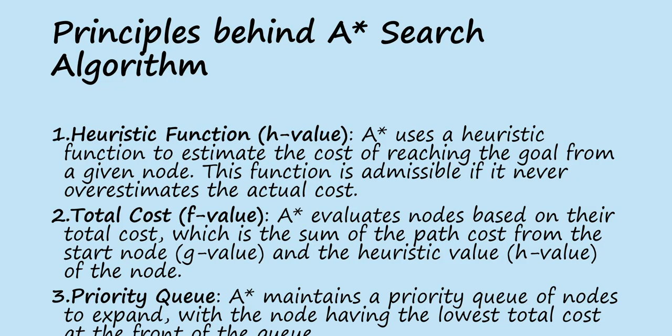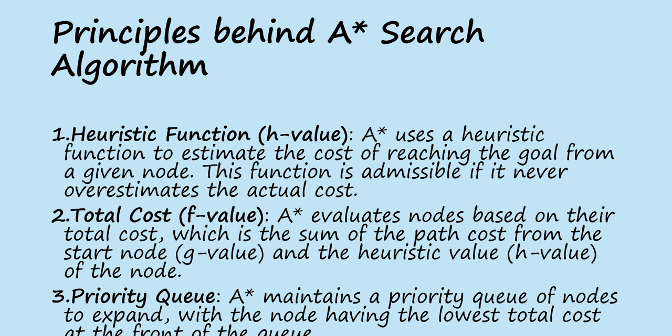Now we can see the principles behind the A-star search algorithm. Heuristic function, H value: A-star uses a heuristic function to estimate the cost of reaching the goal from a given node. This function is admissible if it never overestimates the actual cost. Total cost, F value: A-star evaluates nodes based on their total cost, which is the sum of the path cost from the start node and the heuristic value, H value, of the node.